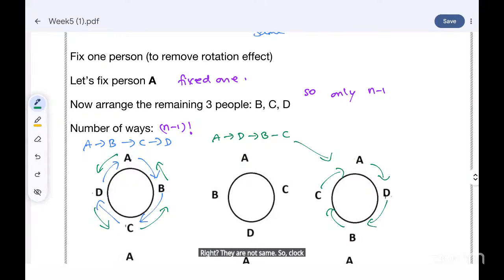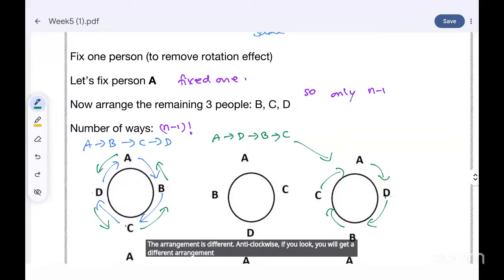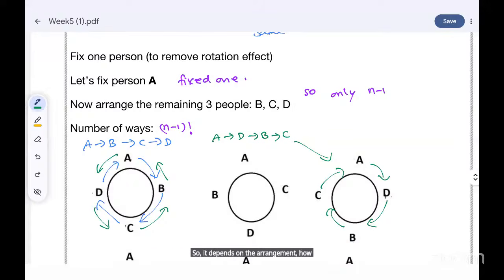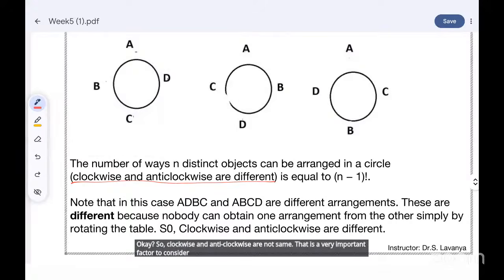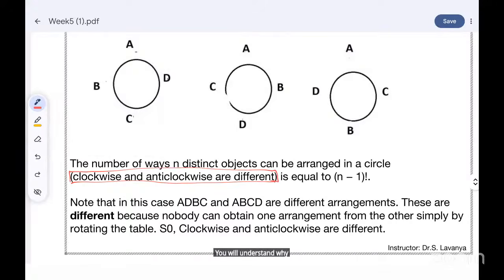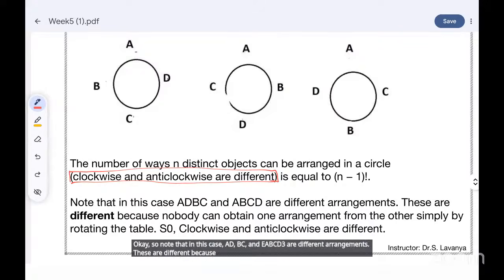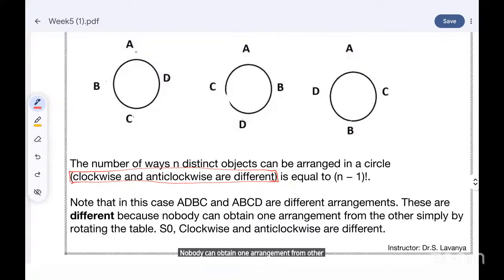So clockwise, if you look, the arrangement is one thing; anti-clockwise, if you look, you will get a different arrangement. It depends on how you are looking at it. So clockwise and anti-clockwise are not the same. That is a very important factor to consider here. You will understand why it is important. Note that in this case, the reverse arrangement and ABCD are different arrangements, because nobody can obtain one arrangement from the other simply by rotating the table. So clockwise and anti-clockwise are different in this case.